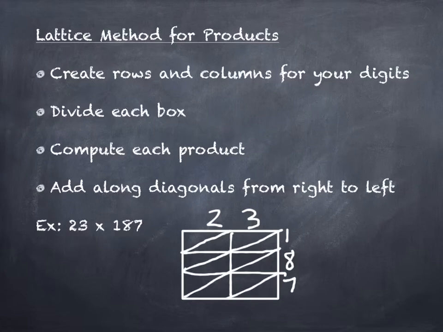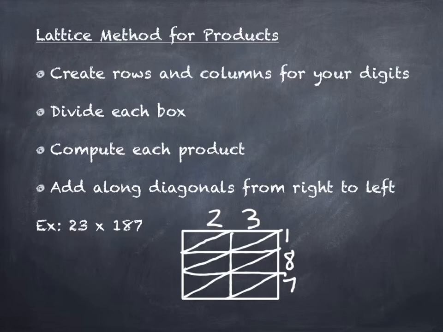Okay, divide your boxes diagonally. So far, so good? That creates what's called the lattice. That's why it's looking like a lattice now, because I've divided this. Step 3 here says compute each product. What that means is I'm going to do each of these 1-digit products, 1 digit times 1 digit.